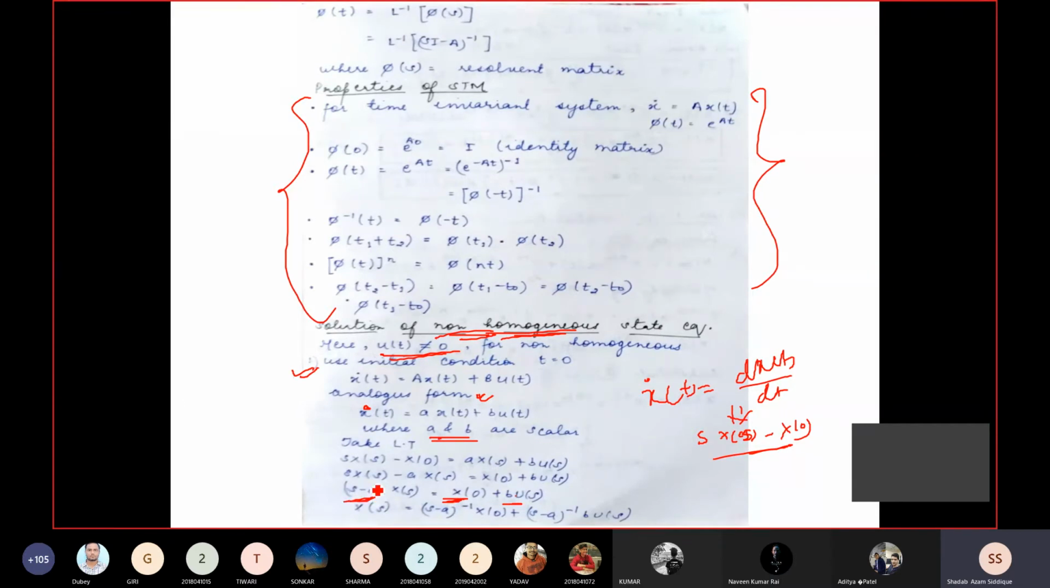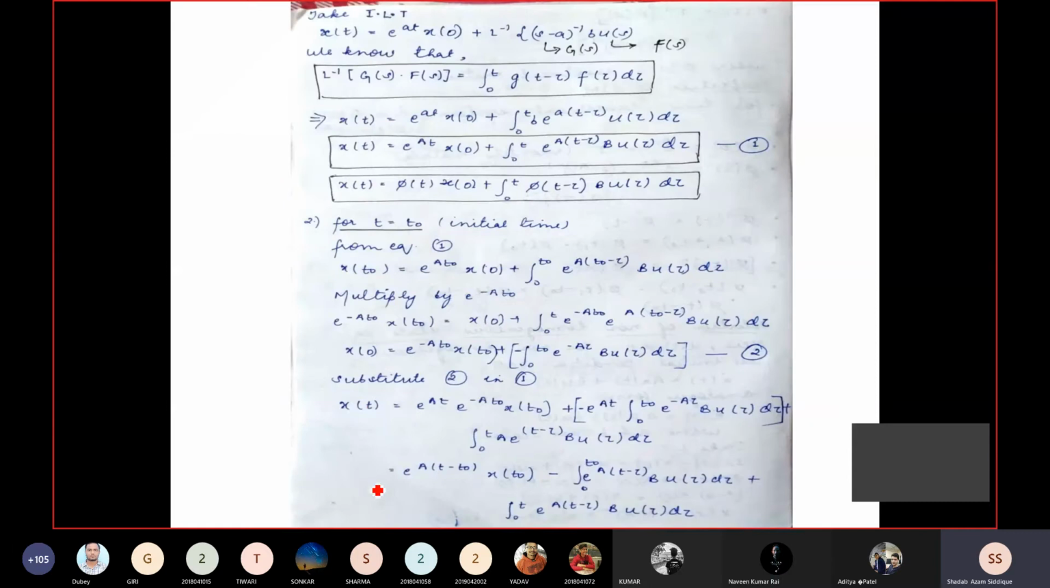Now we can simply take the inverse Laplace transform. The inverse Laplace transform can be represented as x of t is equal to e to the power at times x of 0 plus Laplace inverse of s minus a inverse bu of s. And this Laplace inverse of s minus a inverse bu of s can be written in this form. So s minus a inverse into b is represented as g of s. It is simply a representation.